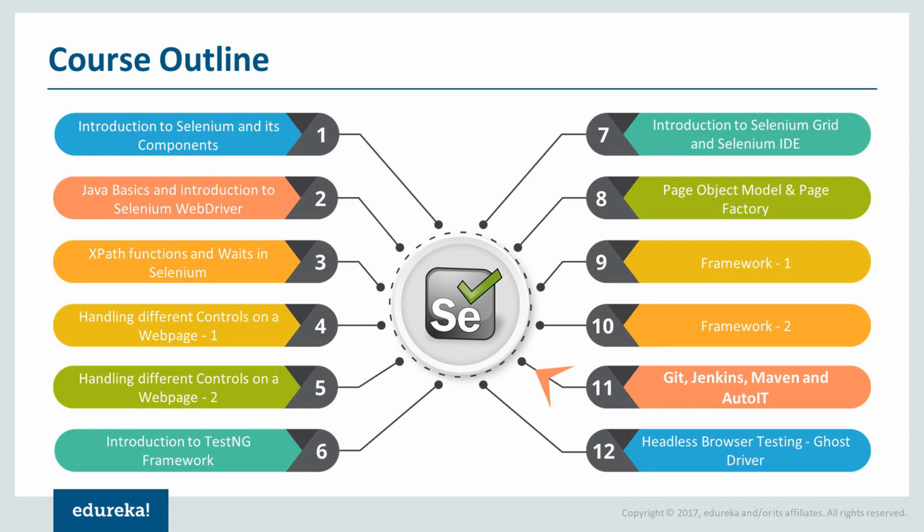And also the repositories wherein we can save the project, wherein our team members will also be able to collaborate and fetch that particular project. So all these kinds of third-party tools are what we are going to discuss in today's session. So here we are going to discuss Git, Jenkins, Maven, AutoIT, and also a third-party tool called Sikuli, which helps us to deal with our Flash applications.